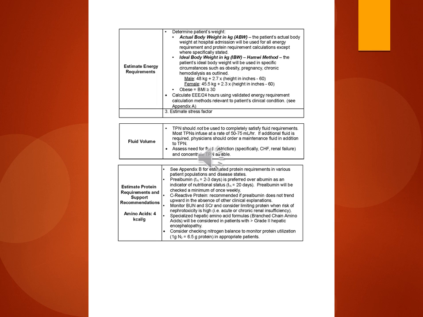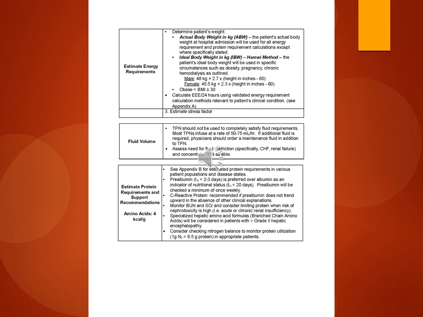Estimate protein requirements and support. Recommendations. Amino acids, 4 kcal/g. See Appendix B for estimated protein requirements in various patient populations and disease states. Prealbumin, half-life 2 to 3 days, is preferred over albumin, half-life 20 days, as an indicator of nutritional status.